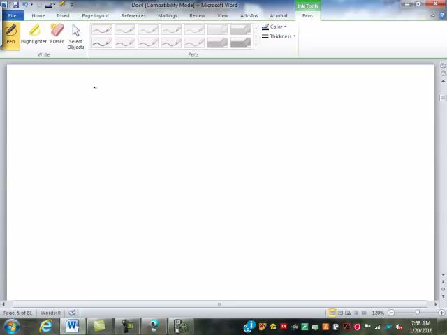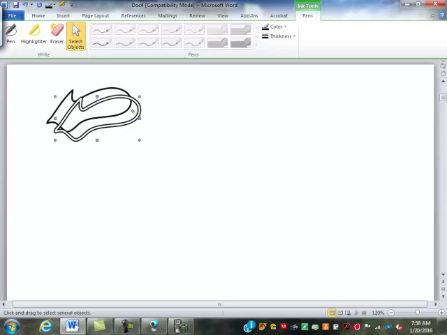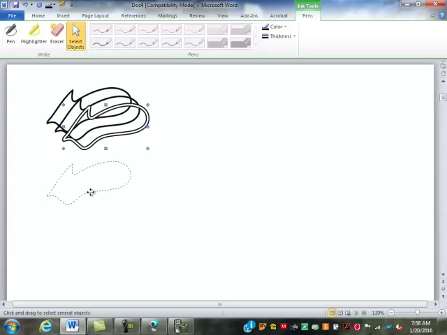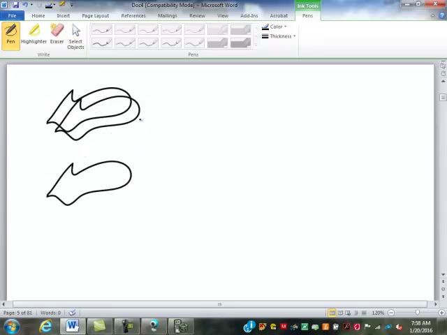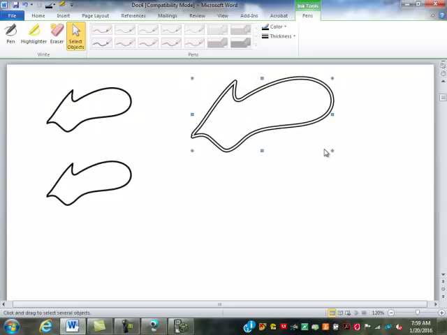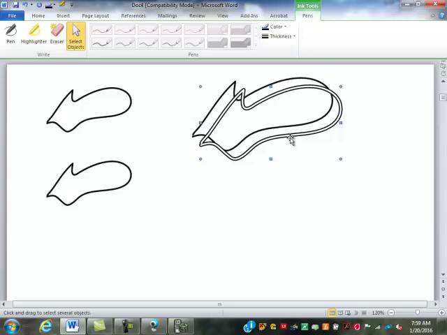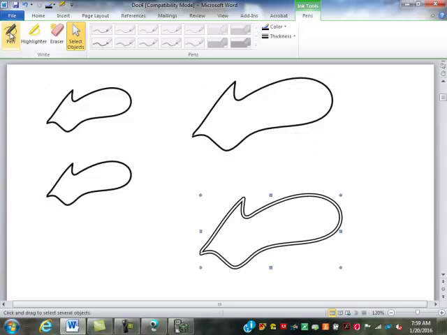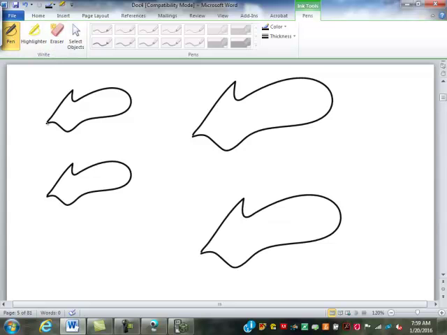So let's say I have an irregular shape. Don't ask me what these shapes are supposed to be. I don't know. I just draw them. And not very well at that.